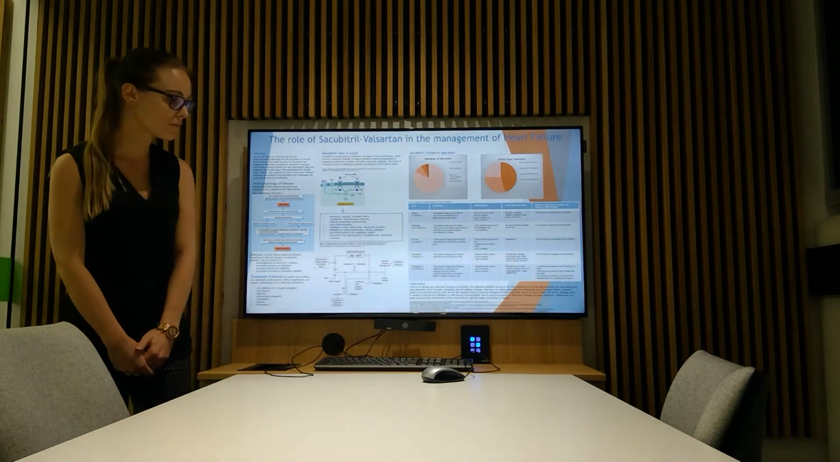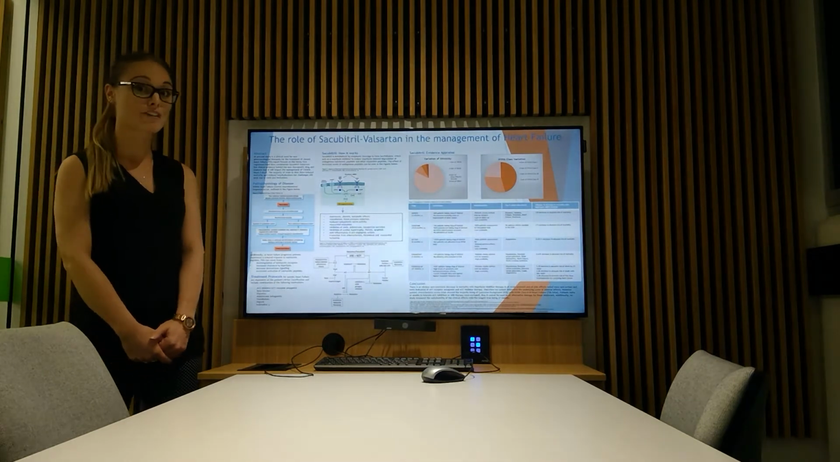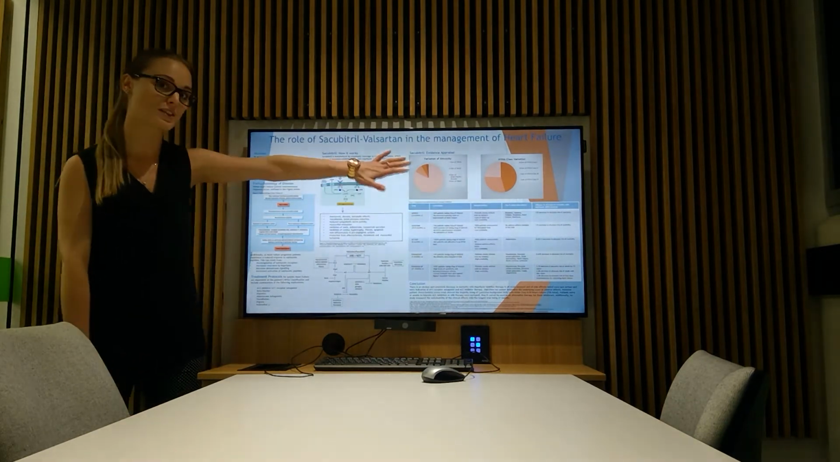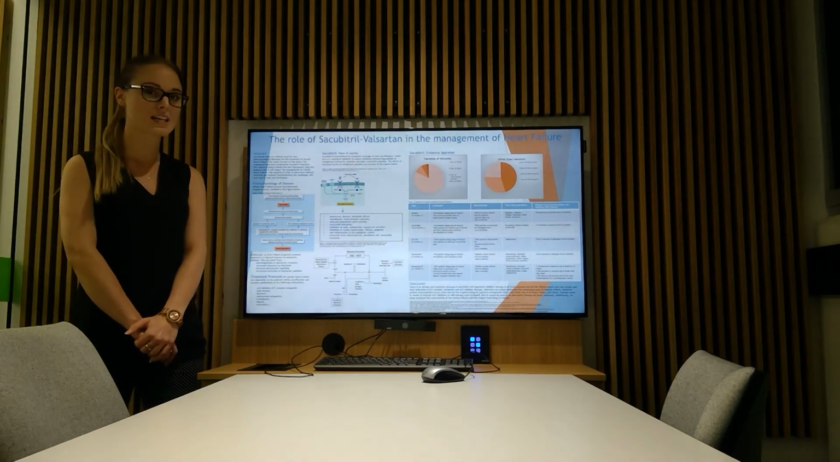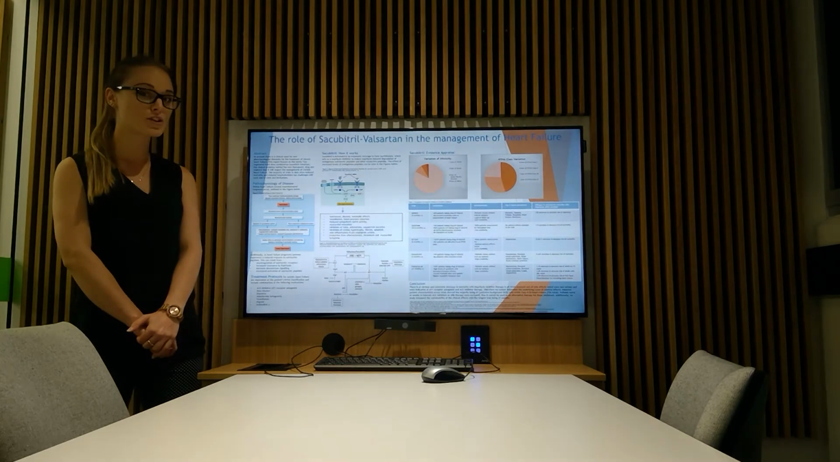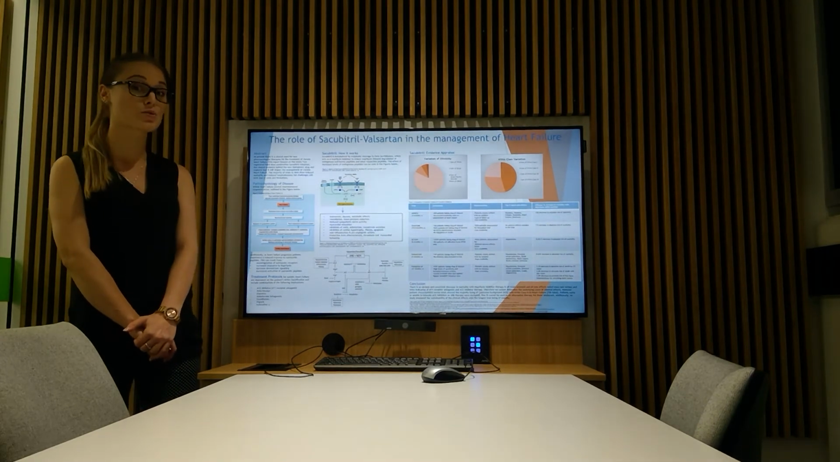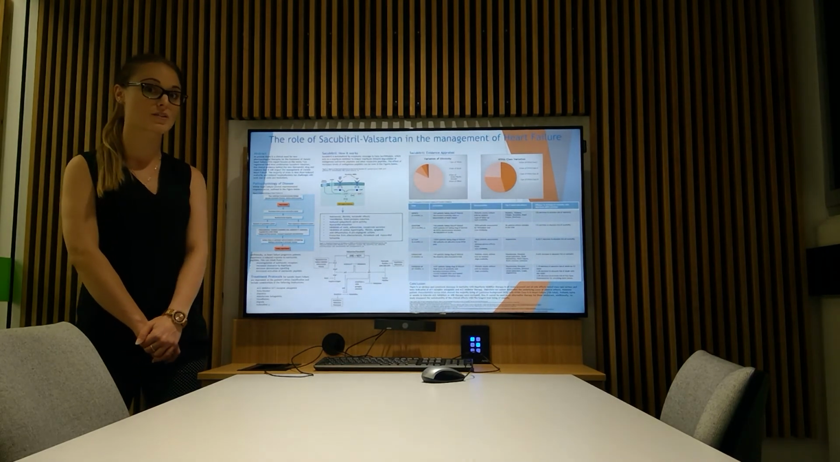So overall, we see a clear effectiveness and decreased risk of mortality with the use of sacubitril in the management of heart failure. However, there are still a lot of limitations that pertain to its use, and in future, we should see clinical trials that measure the true effectiveness of sacubitril in a real-world setting.